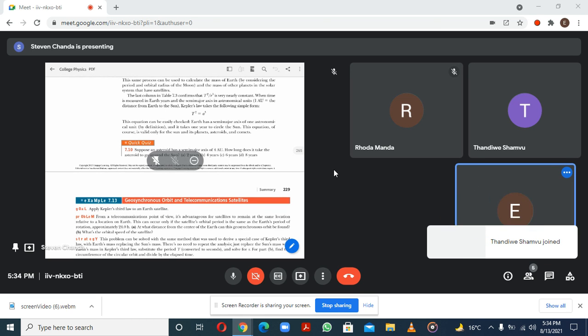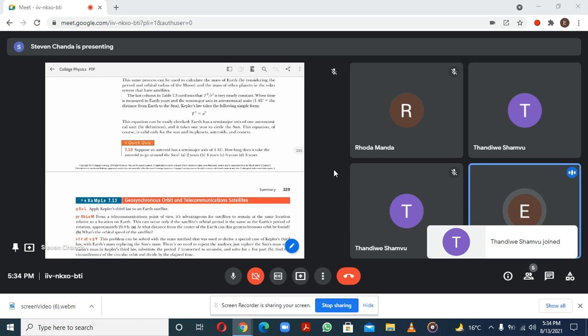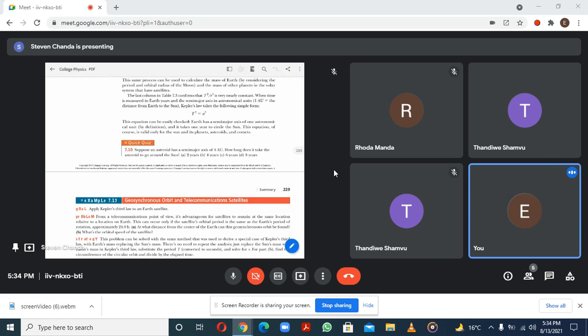That's about it. So the question reads: from a telecommunications point of view, it's advantageous for satellites to remain at the same location relative to a location on Earth. This can occur only if the satellite's orbital period is the same as the Earth's period of rotation. So you know that the Earth rotates around its own axis, right? So that is 24 hours.